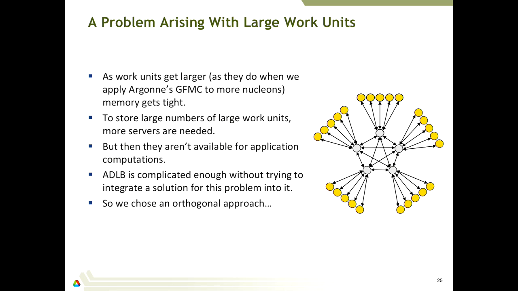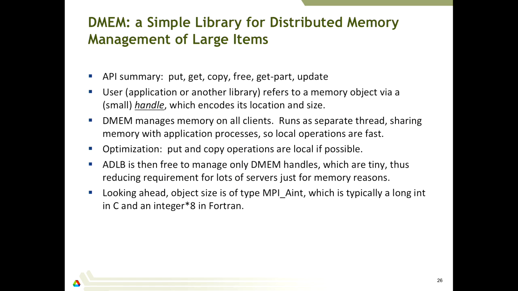So we thought about trying to build something into ADLB, but it's actually complicated enough. It has a simple API, but it's pretty complicated under the surface. So we used an orthogonal approach. We did another very small API library, which we call DMEM, and it's just a way for an application process to give a chunk of memory to the system, let the whole distributed system find some place to put it where there is room for it, and it returns back a handle, which is a very small thing that essentially says where it is and where it is on that process.